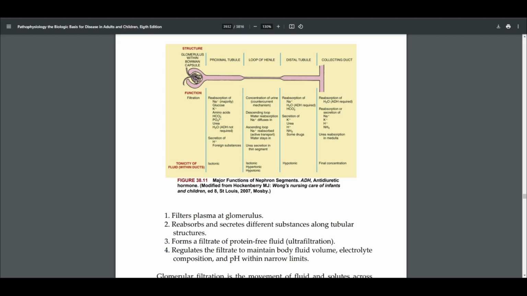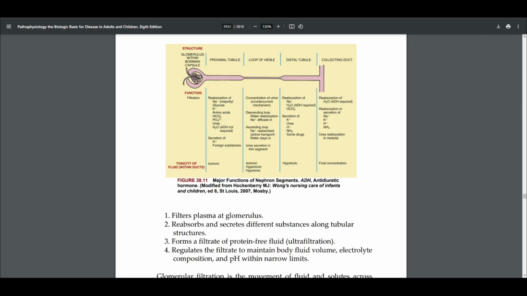So if we're looking within the structure here, the glomerulus within the Bowman capsule, we have a proximal tube, the loop of Henle, the distal tube, and the collecting duct. It shows you that its primary function is reabsorption here for the proximal tubule. So it reabsorbs our sodium, glucose, potassium, amino acids, sodium bicarb, your PO4, your urea, your water, and the secretion of hydrogen and foreign substances. Its tonicity is relatively isotonic.